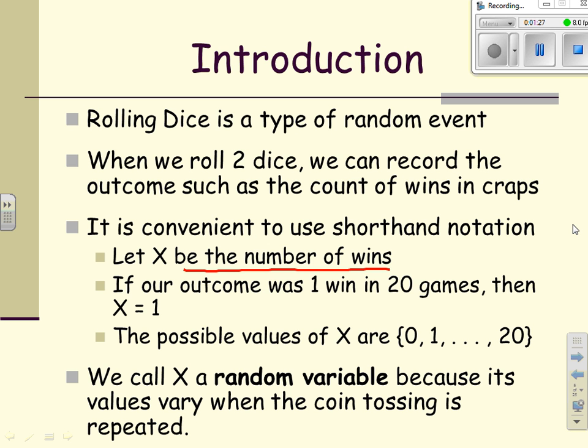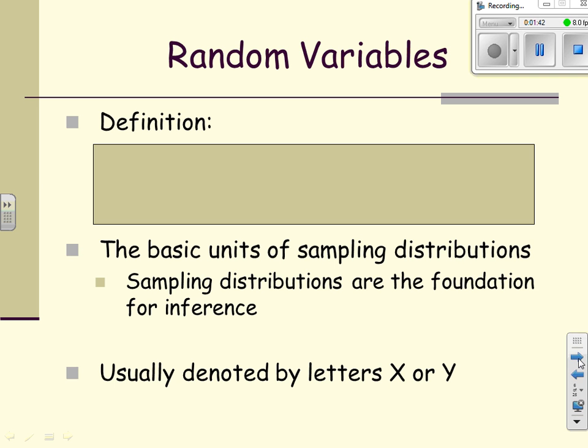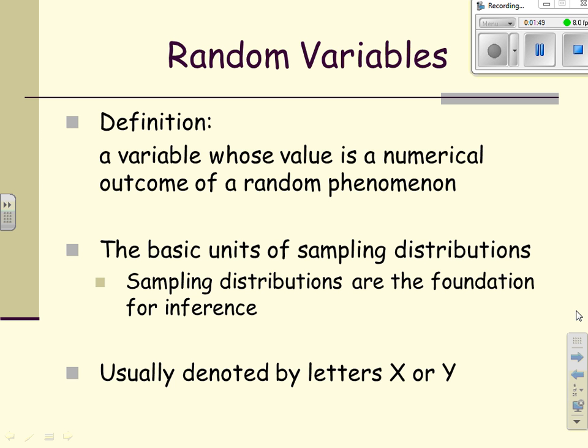So we call X, again, X being the number of wins in the first roll of dice in craps, a random variable because its values will vary when the coin tossing is repeated, as we just saw with our example. Now, let's take a step back and define this idea of random variables. As it says here, a random variable is a variable whose value is a numerical outcome of a random phenomenon. So rolling dice, or choosing cards, or flipping a coin, or determining the gender of a baby.